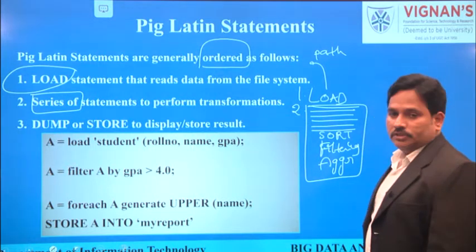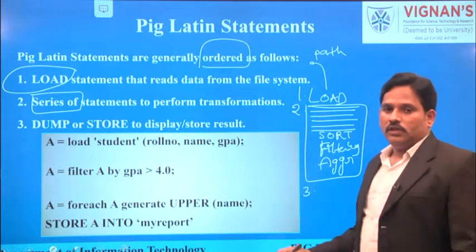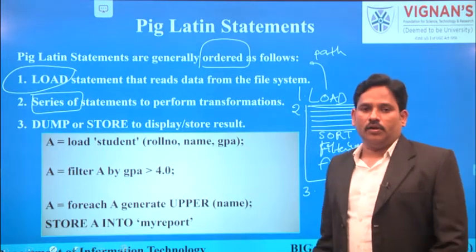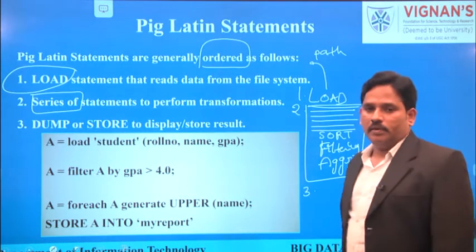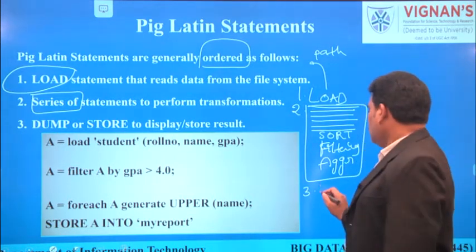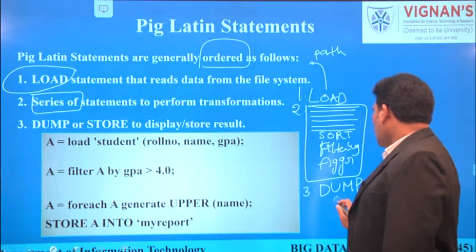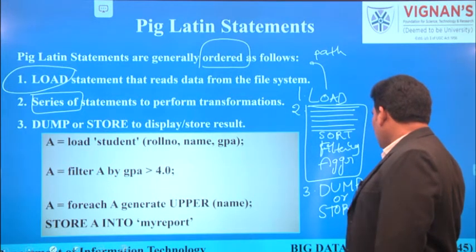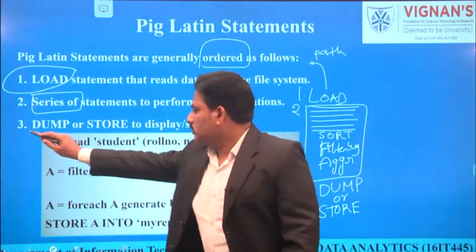After completion of the second module, the third statement is used if you want to write the data into a particular location or display the results. That means either to dump, which is used to display the output, or to store the results or data in a specified location. The relevant commands are used in the third block.